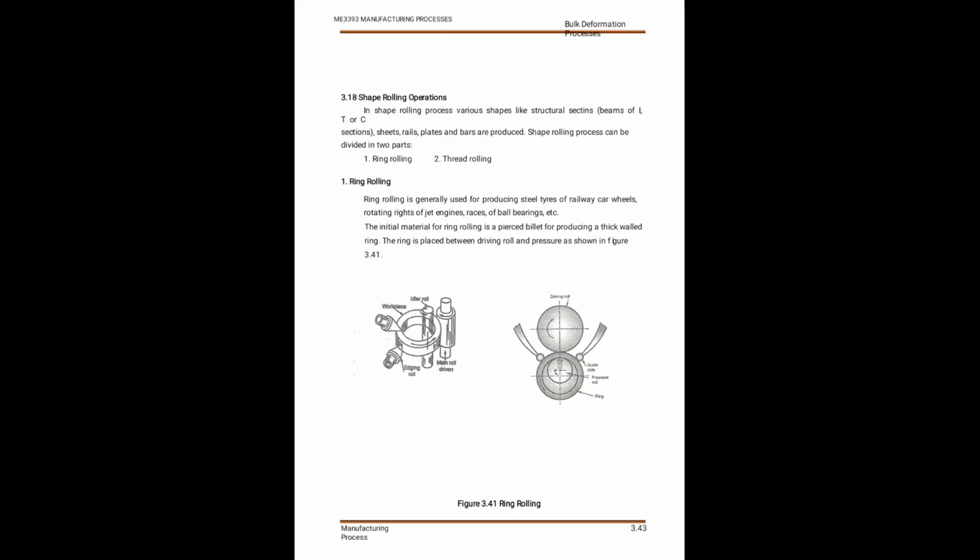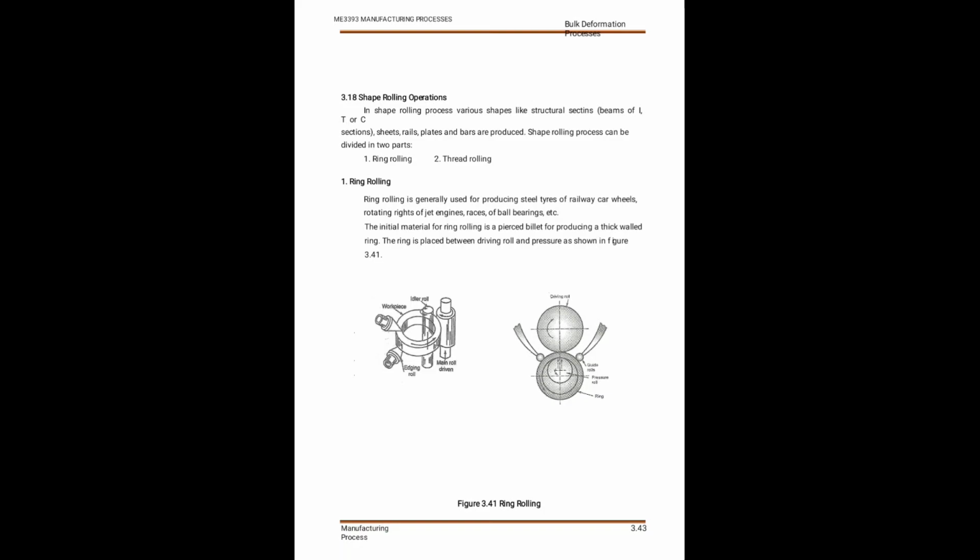In shape rolling operations, there are ring rolling and thread rolling. These are the classification of shape rolling processes. Ring rolling is supported by one main roller, one idle roller, and two edge rollers. The initial material for ring rolling is a produced billet for producing a thick wall ring. The ring is placed between the driving roller and pressure is applied with the help of the idle roller.